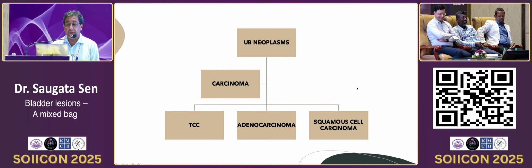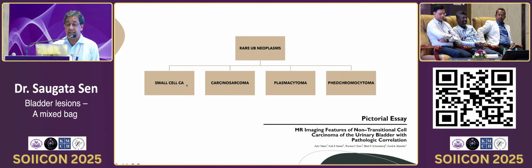So urinary bladder neoplasms are of 3 types generally: carcinomas, that is TCC, adenocarcinoma, squamous cell carcinoma. TCC is generally most common. There are rarer tumors. These are very rare tumors. You might not find them in your practice very often. I've just found one pheochromocytoma. I've not found any of them. If you want to have a better read, this is an article from AJR which you can go and see.